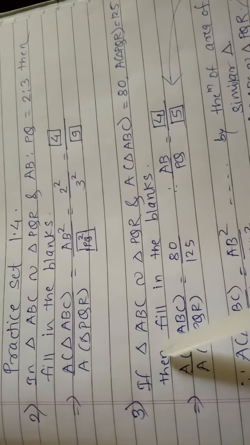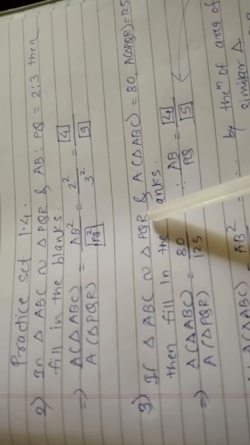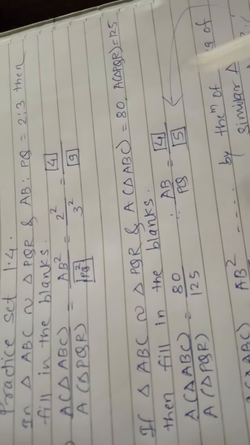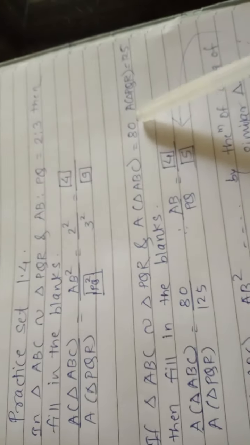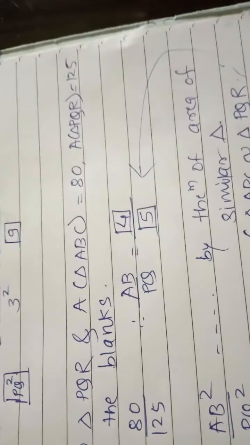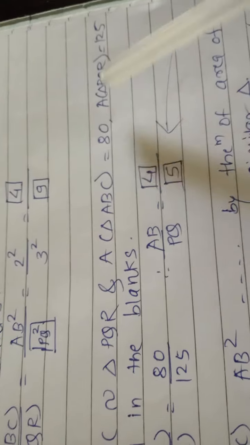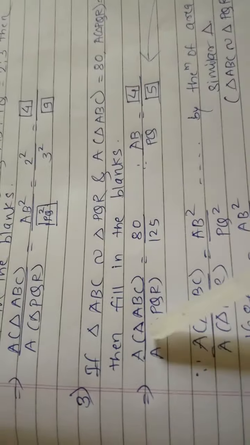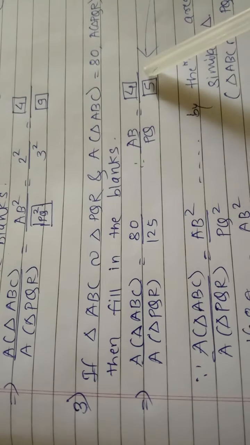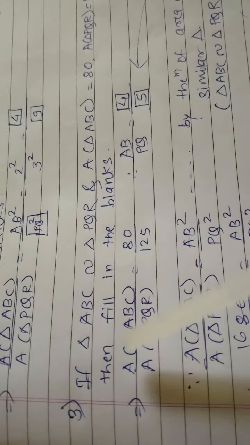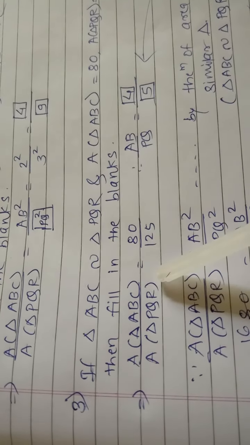And question number second and third are almost similar. So if triangle ABC is similar to triangle PQR, so here we are given the similar triangles and we are given the area of triangle ABC is 80 and area of triangle PQR is 125. मीन्स हमें अभी एरिया दिए हैं दोनों के, दोनों ट्रायंगल के. Then fill in the blanks. So this one is the statement given in your textbook, but इसे कैसे सॉल्व करना है ये मैंने नीचे प्रूव करके दिया है. So area of triangle ABC upon area of triangle PQR.